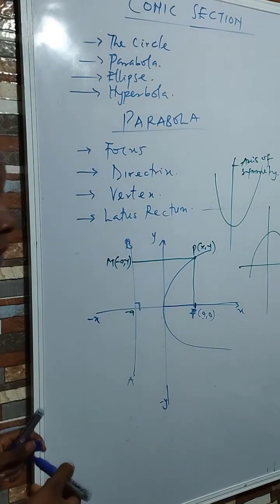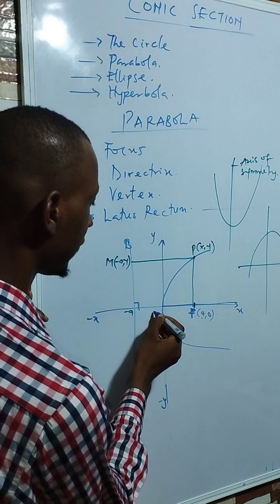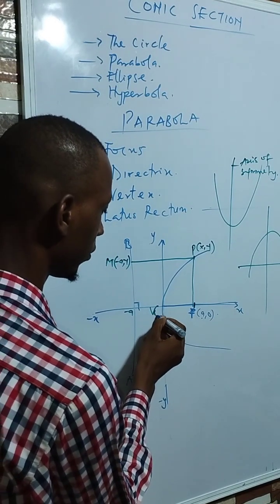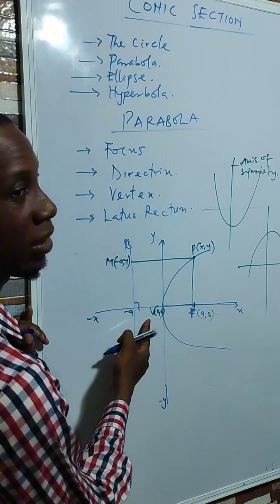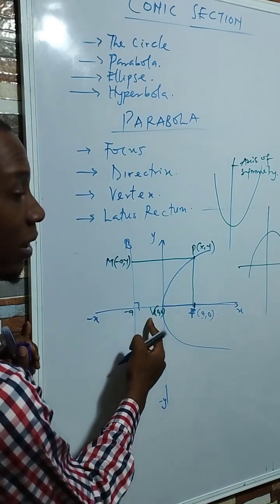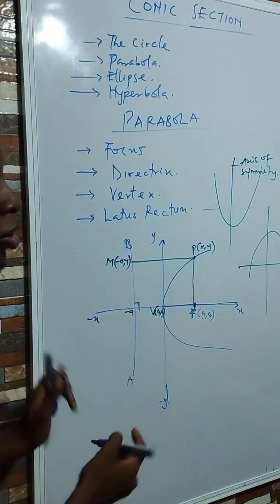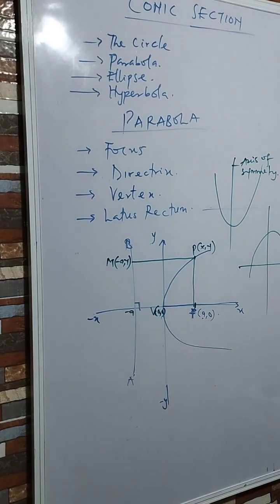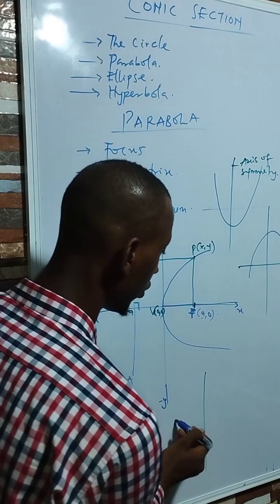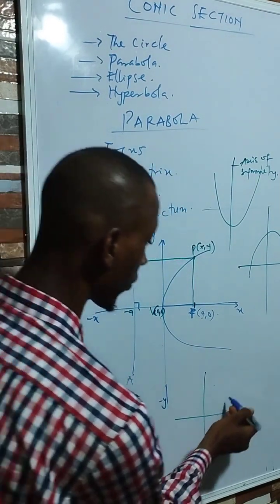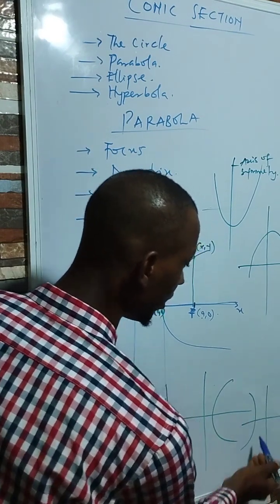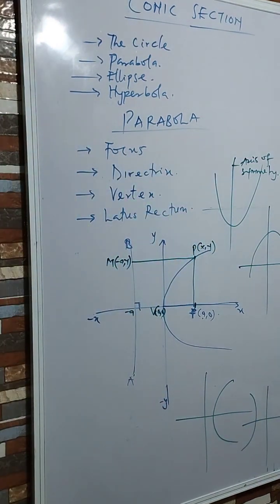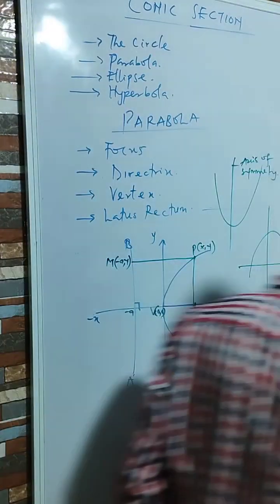Please let's take note of something: this vertex now is at the origin 0, 0. Not all questions have the vertex placed at the origin. In some questions, you can have the vertex placed away from the origin. You can have it placed here, or like this. It is not a must that the vertex must always be at the origin.